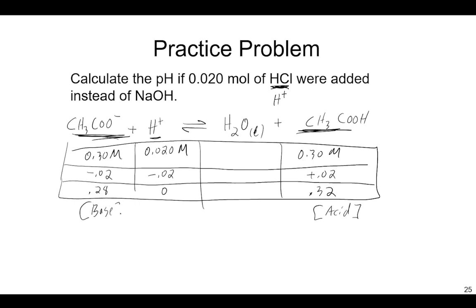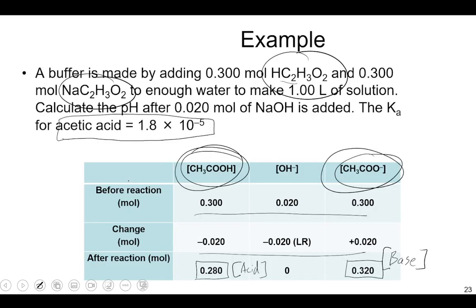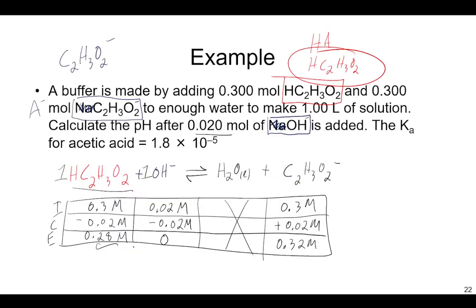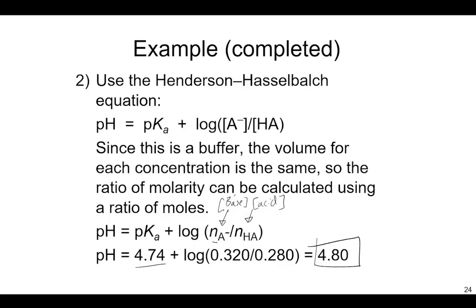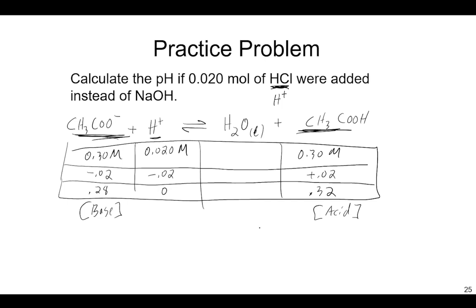So there's symmetry here with the previous problem. The ice chart numbers look all the same. It's just I have a base on the left and acid on the right instead of an acid on the left and base on the right. So I'm really just flip-flopping the numerator and denominator here in my Henderson-Hasselbalch because I've changed what I've added from a base to an acid.